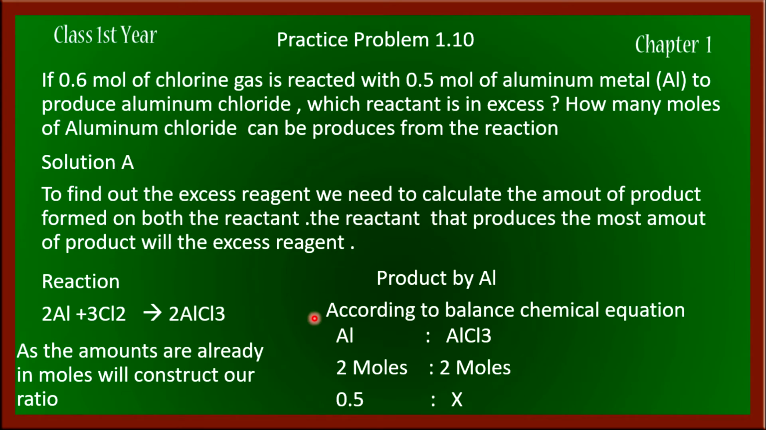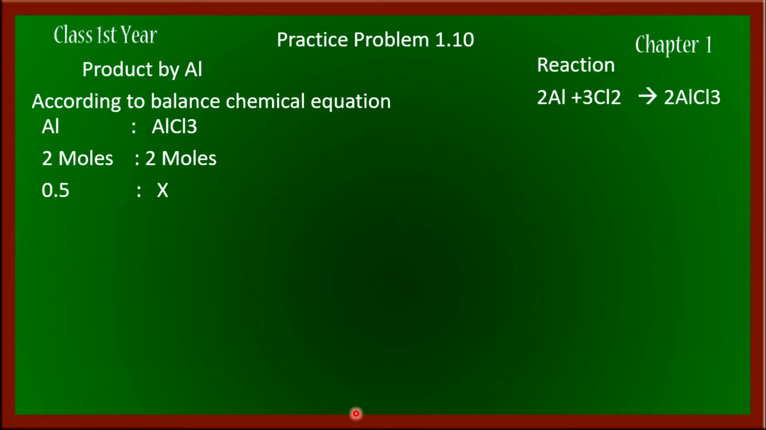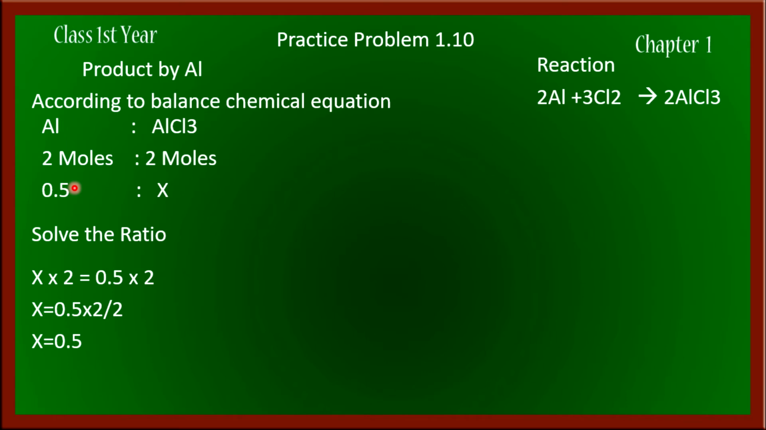Now I want to find out how many moles of aluminum chloride will be produced from 0.5 moles of aluminum. Now this is a simple ratio, and if you know ratio and proportion, you will be able to solve this ratio very quickly. But what we do, we cross multiply both the values. Like this 2 moles is multiplied with x and these 2 moles is multiplied with 0.5, and we get x multiplied by 2 is equal to 0.5 multiplied by 2.